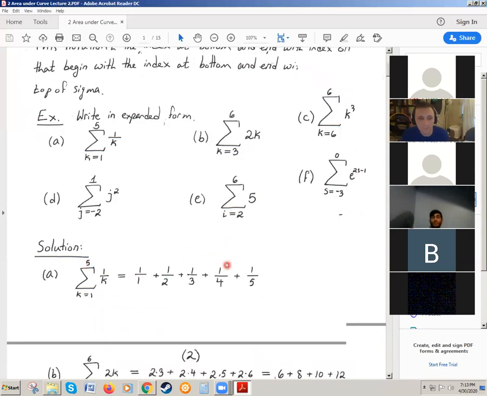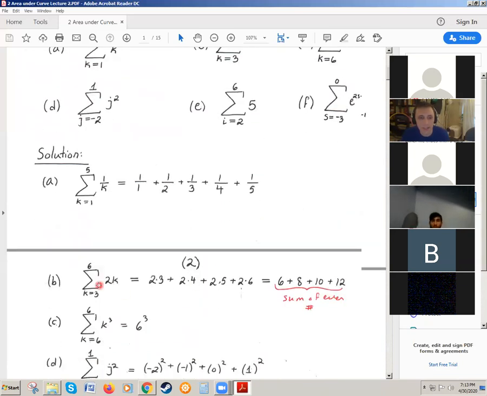So here again is k from 3 to 6, and notice this is a sum of even numbers. So it will be 2 times 3 plus 2 times 4 plus 2 times 5 plus 2 times 6, which ends up being 6 plus 8 plus 10 plus 12. And when I sum k from 6 to 6, I only have one instance. I just put a 6 here, so it's 6 cubed.